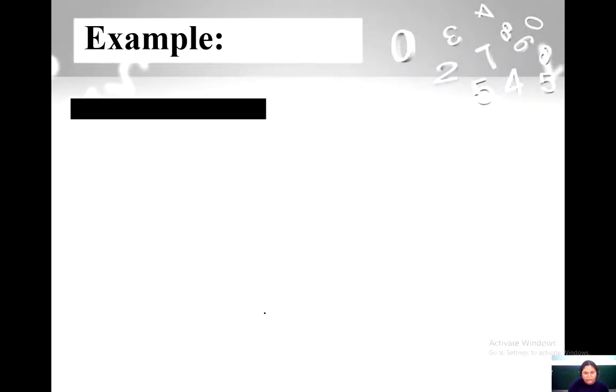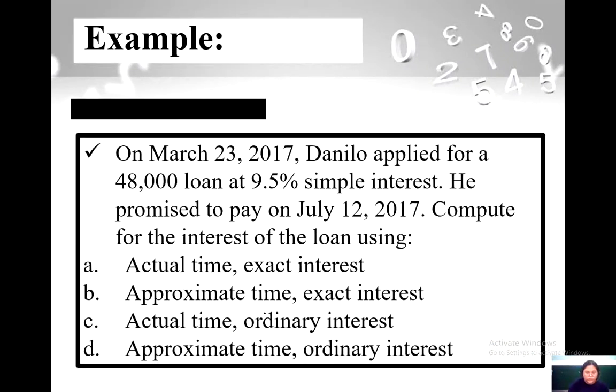Let's have an example. On March 23, 2017, Danilo applied for a 48,000 pesos loan at 9.5% simple interest. He promised to pay on July 12, 2017. Compute for the interest using: A, actual time exact interest; B, approximate time exact interest; C, actual time ordinary interest; and D, approximate time ordinary interest.